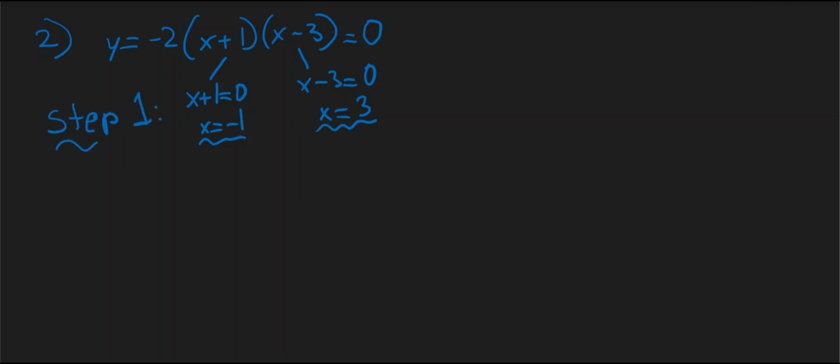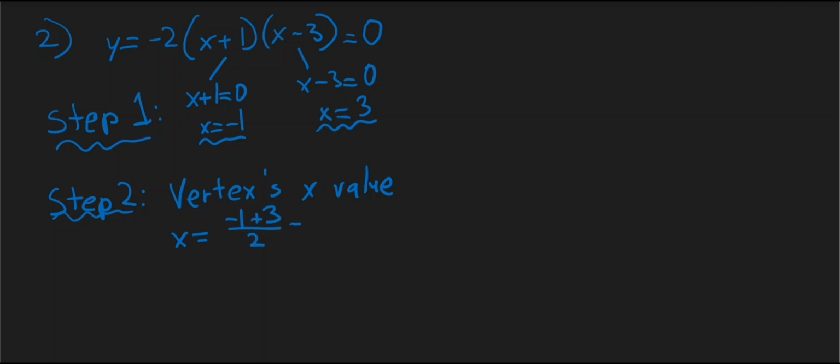Now for step 2, again, let's get the x value of the vertex. So the x value of the vertex is simply the midpoint between the two x-intercepts, which is negative 1 plus 3 divided by 2. And that gives us 2 divided by 2, which gives us a 1.